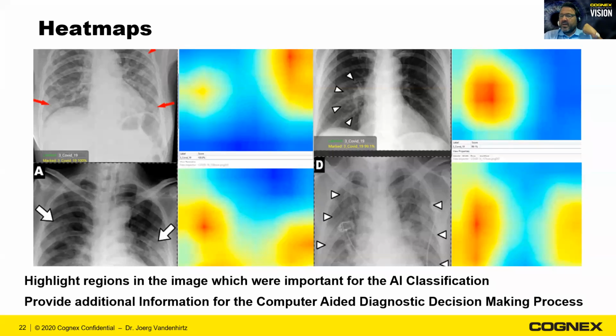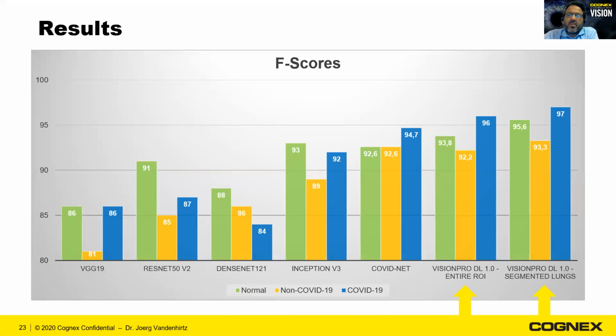Also, COGNEX deep learning features heat maps, which highlight regions in the image which were important for the AI classification. This, of course, provides additional information for the radiologists, for the computer-aided diagnostic decision-making process.